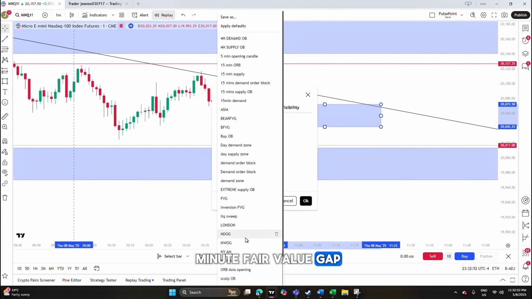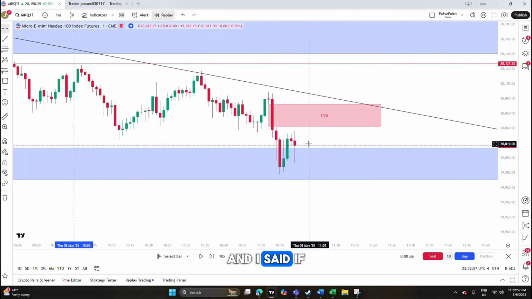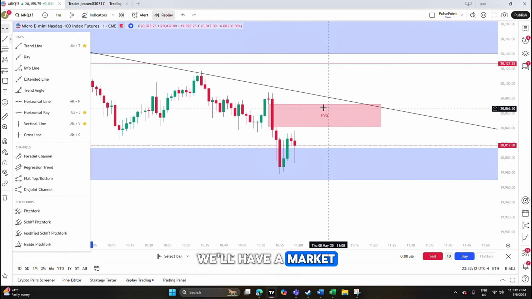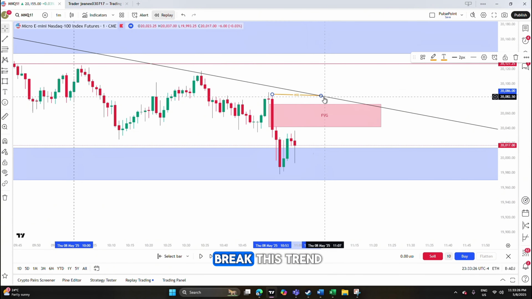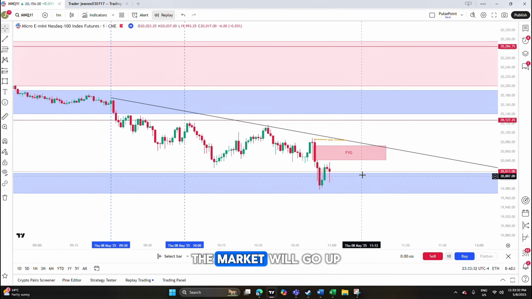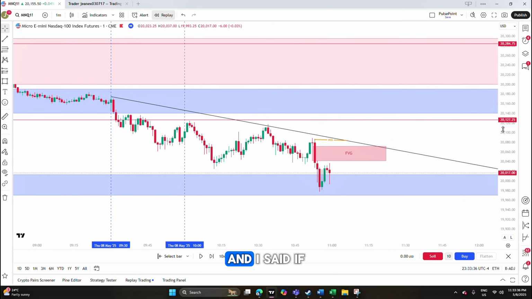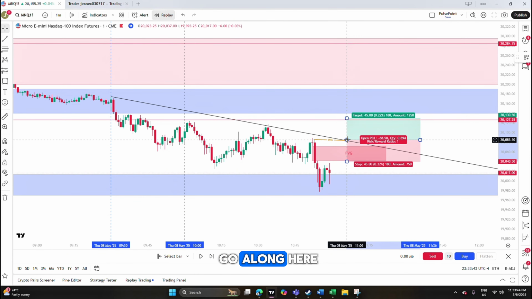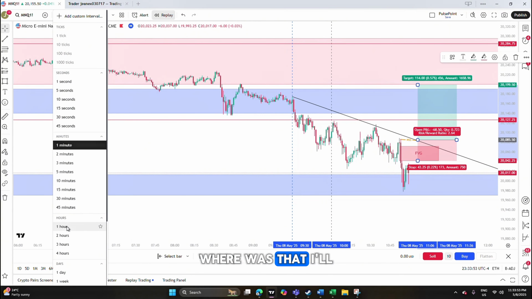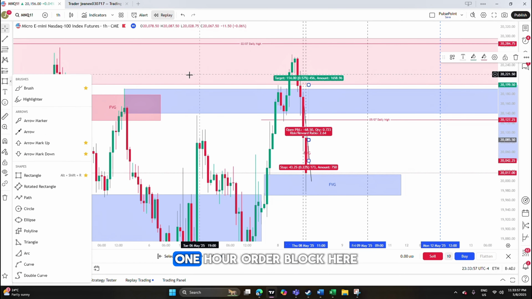I mark this 1 minute bearish fair value gap, and I said if this bearish fair value gap gets inverted, if the price closes above this inversion fair value gap and creates a market structure shift, and the price breaks this trend line, that is an additional strong confirmation that the market will go up. If that happens, I will go long here, put my stop loss here, and target this 1 hour order block.